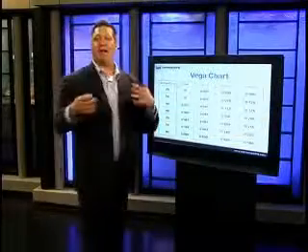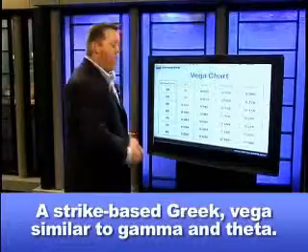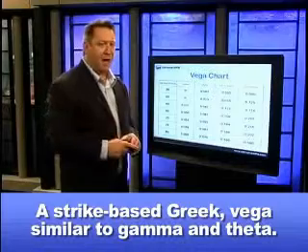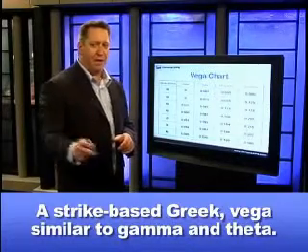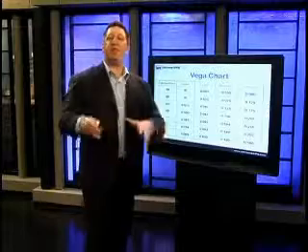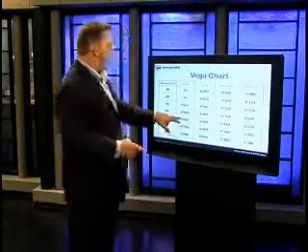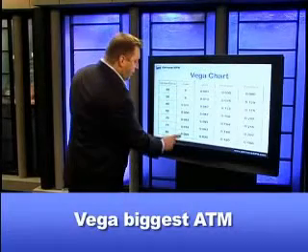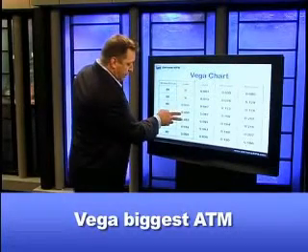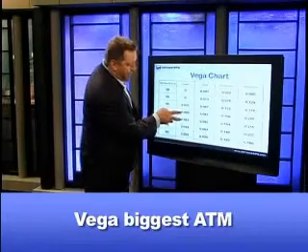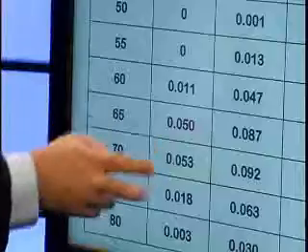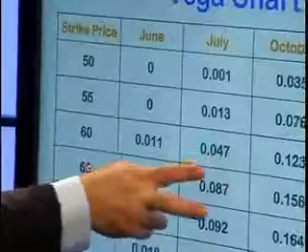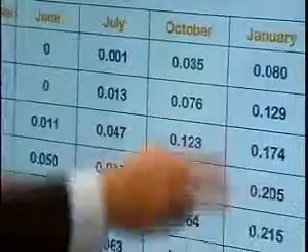Now, we do know that Vega is one of the strike-based Greeks. And because it's a strike-based Greek, it is going to have something in common with gamma and theta. We said that gamma and theta were biggest where? At the money. So is Vega. In any different month, when we look vertically, we see that the biggest Vega is right at the money. And it decreases as we move out of the money in either direction. And it's true for every month.